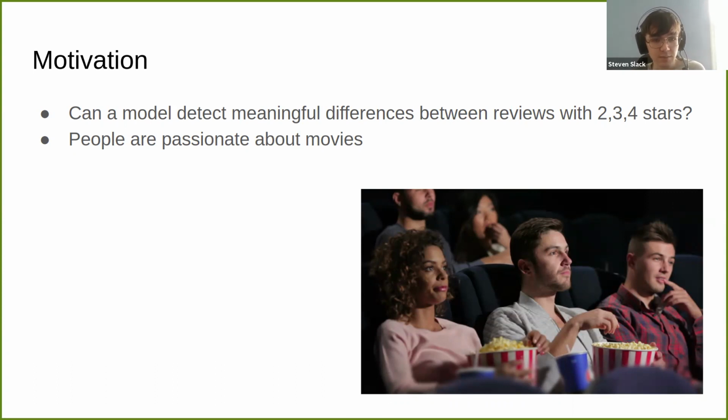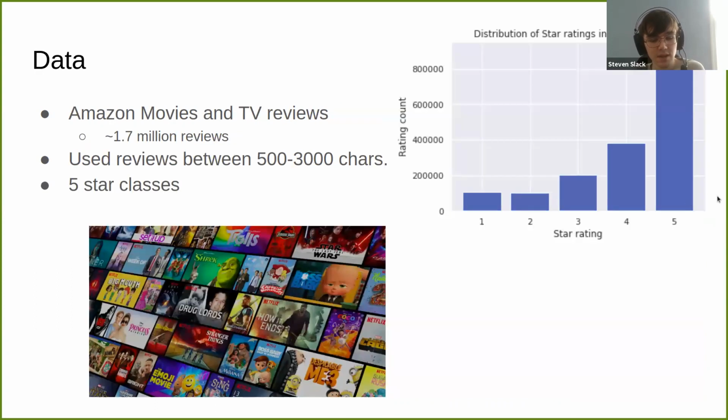And I thought that people are very passionate about movies, so this data set would have a lot of emotion in it, which the model would be able to pick up on. Right, so for the data, I used an Amazon movies and TV reviews data set with about 1.7 million reviews. I used the reviews between 500 and 3,000 characters just to cut down on the volume, because some of them were getting to like the 30,000s.